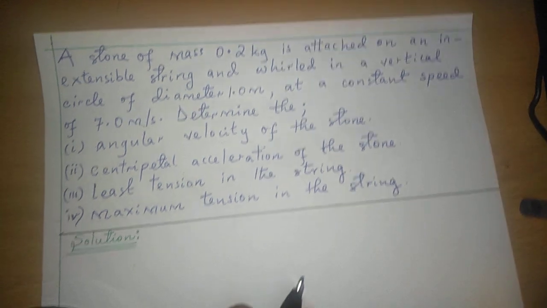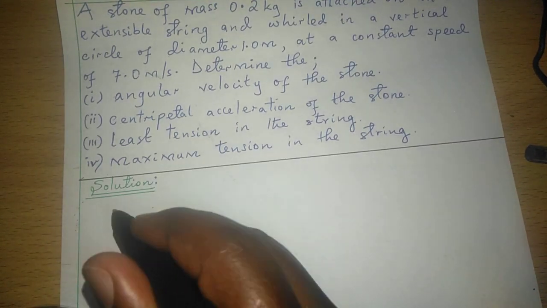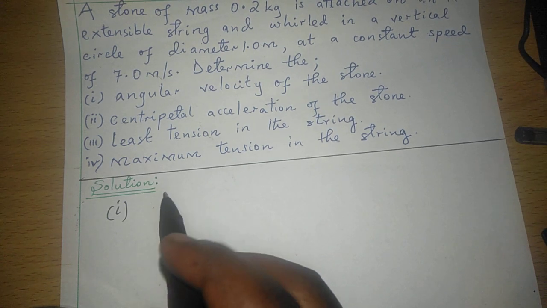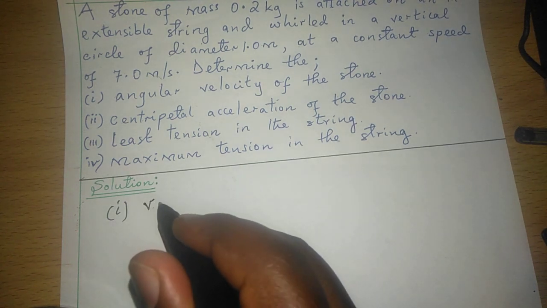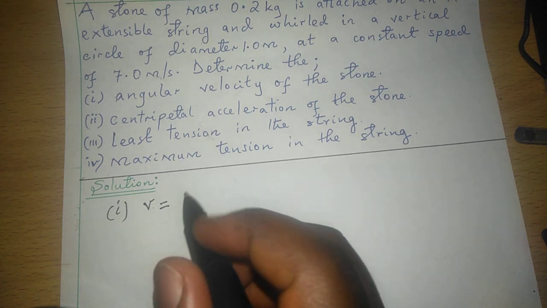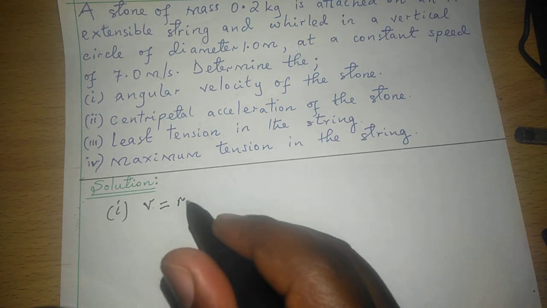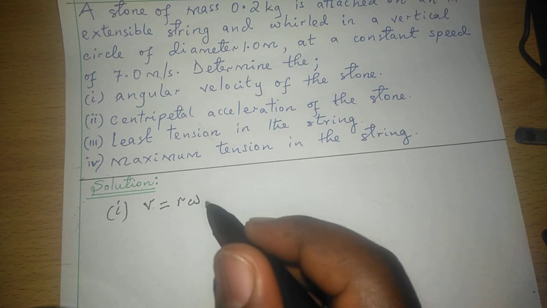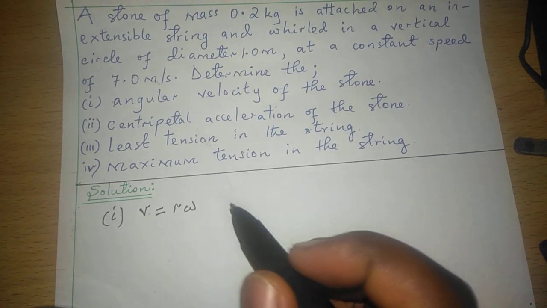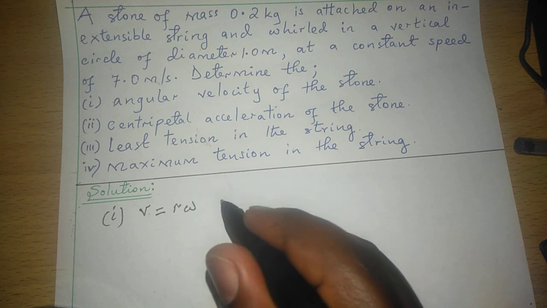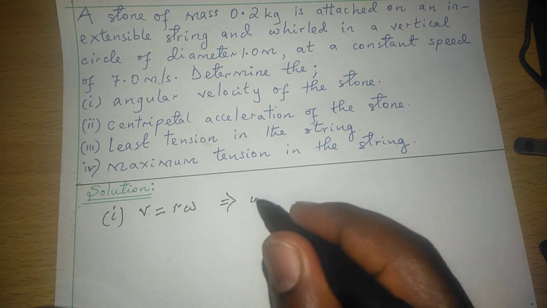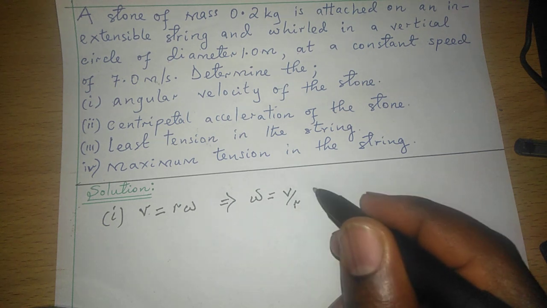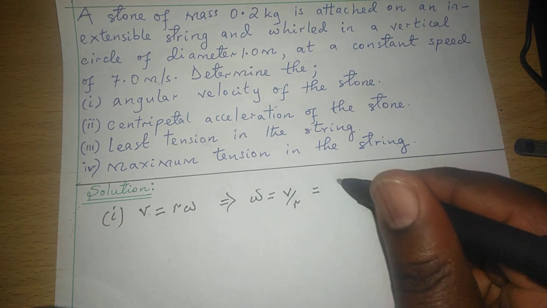So we can start with part 1, determining the angular velocity. So we know that linear velocity, first of all, when a body is in a circular motion, is given by r omega, whereby r is the radius and omega is the angular velocity. So this means for us to get the angular velocity, then we will need v divided by r, and the v is the linear velocity of 7.